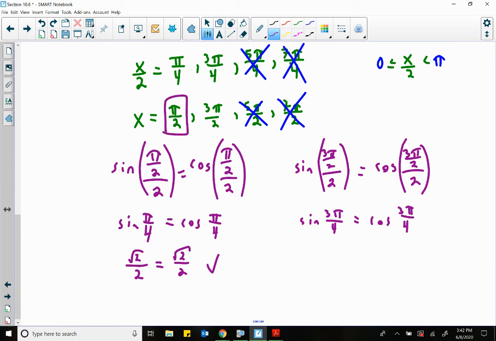Or in other words, x equal to pi halves. That's one of our true answers. But over here, this did not check out. You ended up with the square root of 2 over 2 equal to negative square root of 2 over 2. And that was wrong. Okay? And there we go. All right, so now just want to talk to you about some other things that you will see in here.